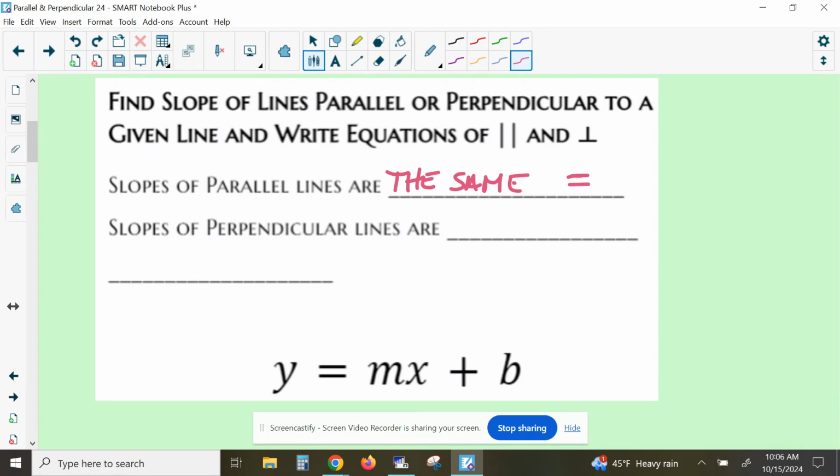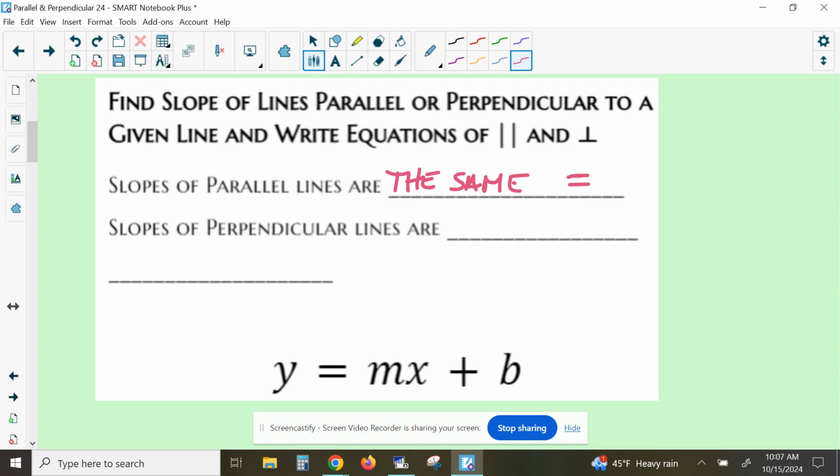So they're going to have the exact same slope. So if I have two lines, and I know what the slope of this one is and the slope of that one is, and if they're the same, then we know that they're never ever going to cross. They're going to have a different y-intercept, because they have to cross at different spots, but they're going to have the same slopes. Easy enough to remember, because that kind of makes sense.